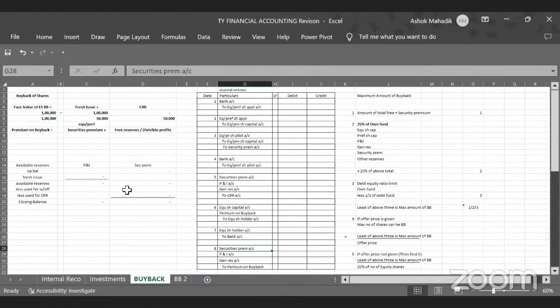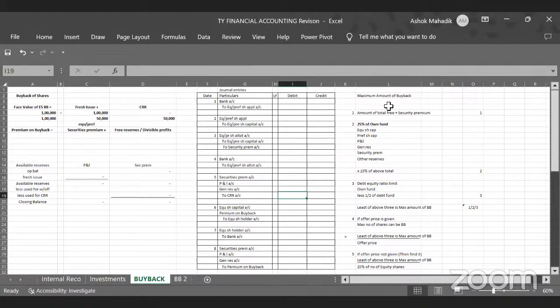Okay, but additional conditions are there in case of equity buyback. Sometimes the question may not state how many equity shares are to be bought back. In that case, we have to find out the maximum amount of buyback which a company can make. Okay, so for that, these conditions are required.